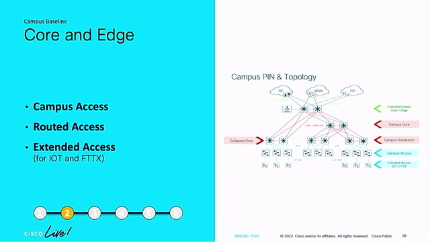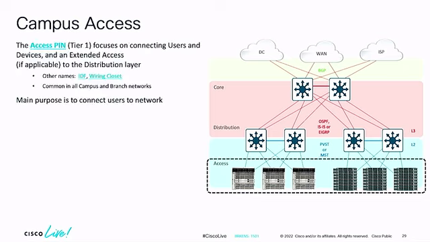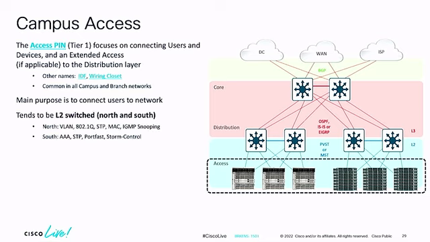So we'll get into access now. So access is pretty straightforward, I think. This is where all my users and devices will access the network. So the main purpose here is just to connect those devices. I'm going to have layer 2 switched north and south usually, although again, we'll look at a couple of the newer architectures briefly that rely more on the layer 3 routed access.